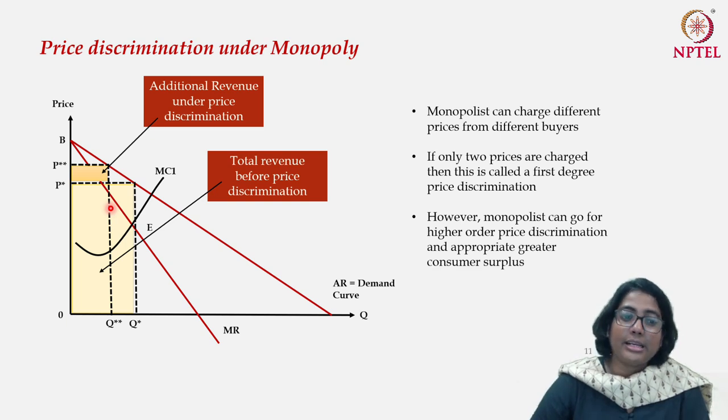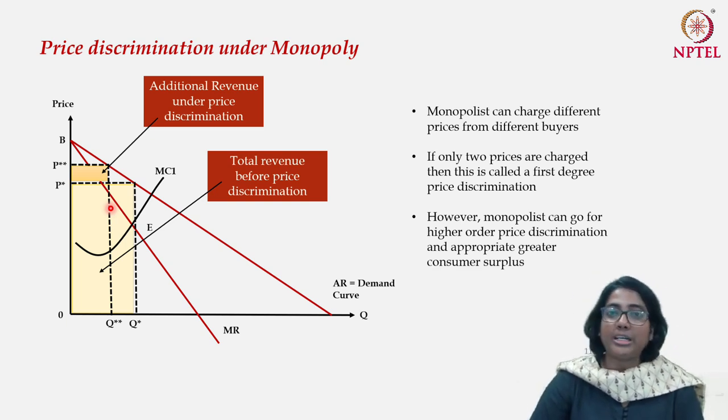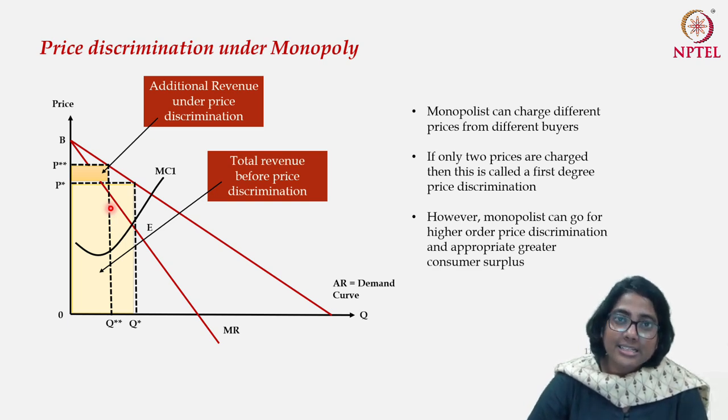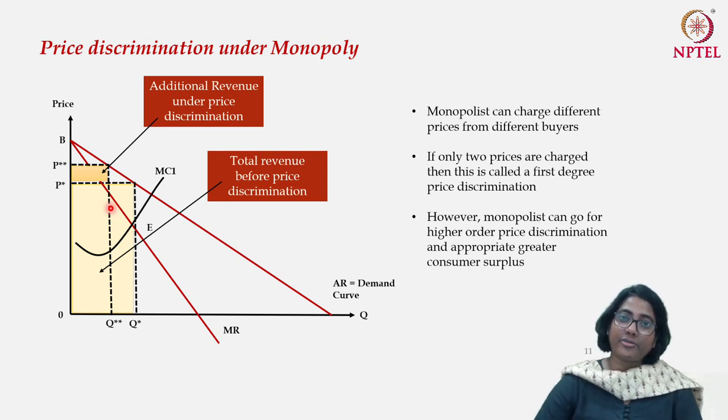This also means that it's not necessary that you charge only two prices. You can charge multiple prices. As you increase the number of slabs and implement more slabs, it's possible for the monopolist to increase total revenue, and therefore total profit.